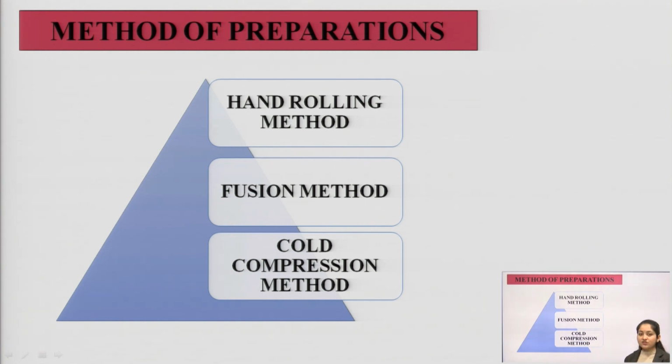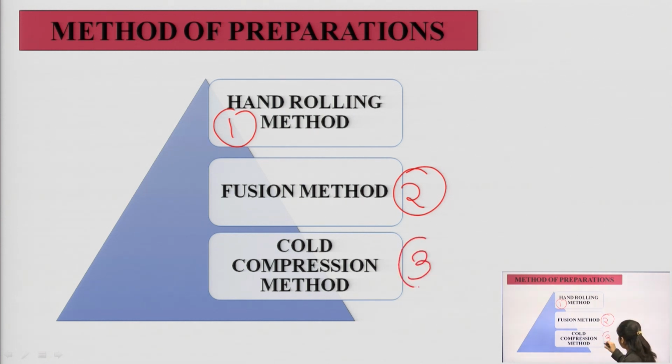So, majorly, the preparation of suppositories is classified into three important types. The first is the hand rolling method, the second is the fusion method, and the third important method of preparation is the cold compression method. Understanding the first method, the hand rolling method.